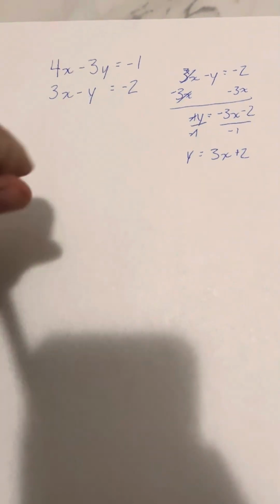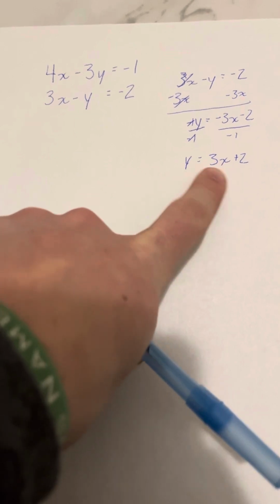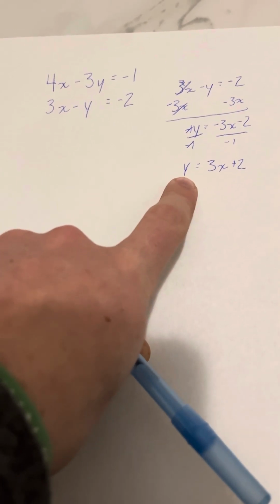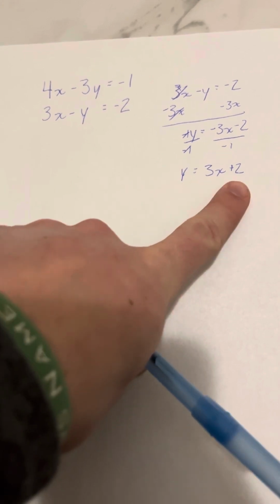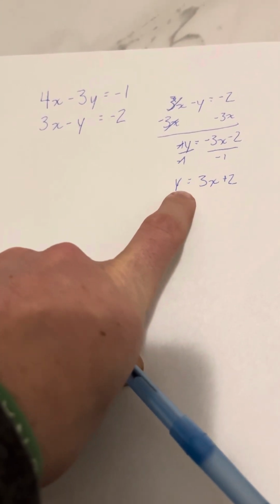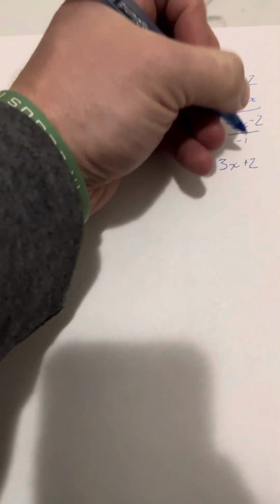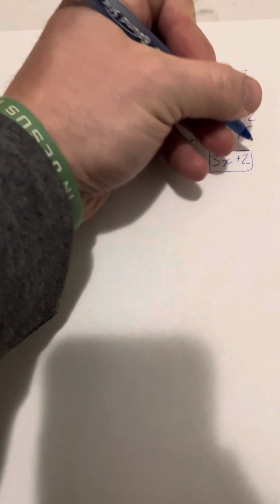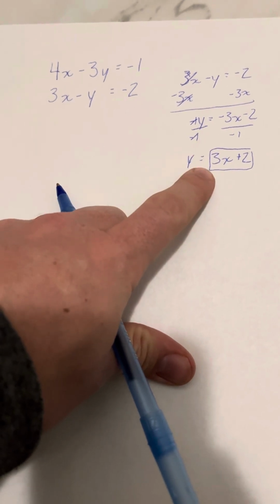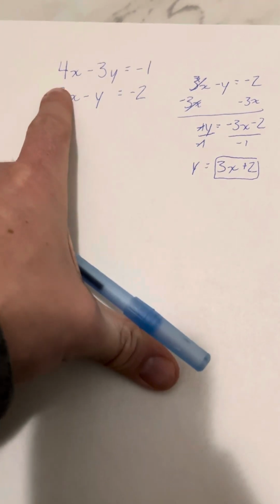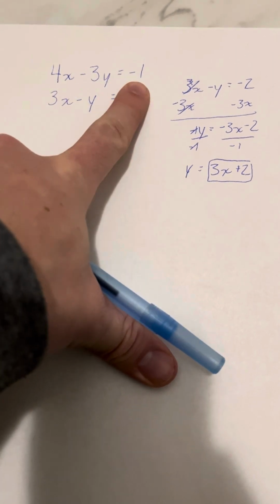Okay, so all we did was we rearranged this to get y by itself, because in order to use substitution, you need a variable by itself to substitute. So now that this is rearranged, we are going to substitute what y is equal to. So y is equal to 3x plus 2, okay? So what we're going to do is substitute that in to our other equation of the system, which is this top equation, 4x minus 3y equals -1.